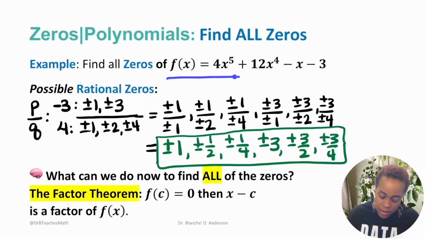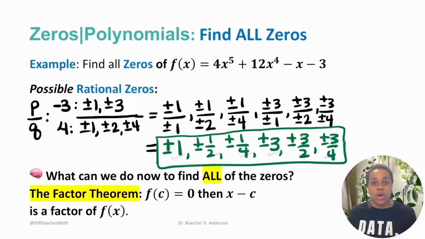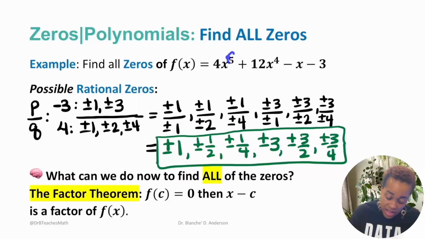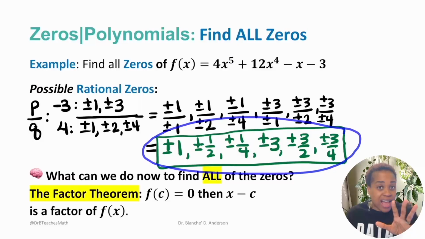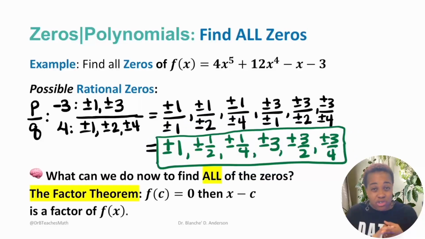Now, how many do we have? That's 2, 4, 6, 8, 10, 12. There's 12 of them. So how do we know which one is there? This has a 5, so we should have 5 of them, but it doesn't mean that all of them are rational. Some could be irrational and some could be imaginary. You see what I'm saying?